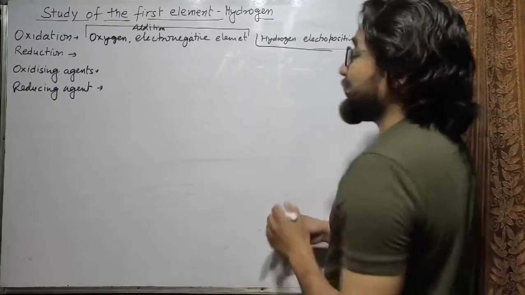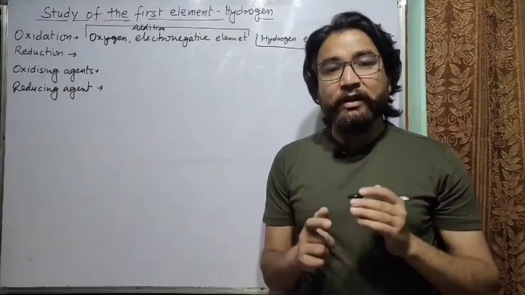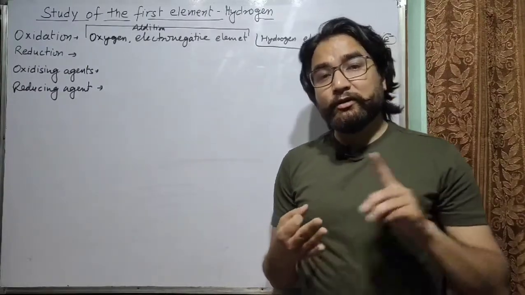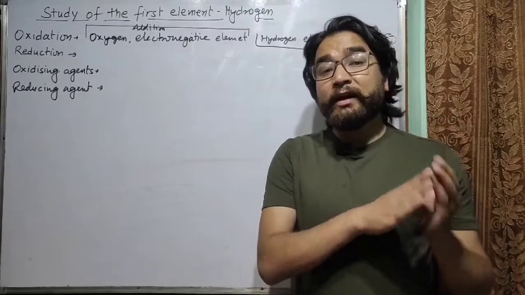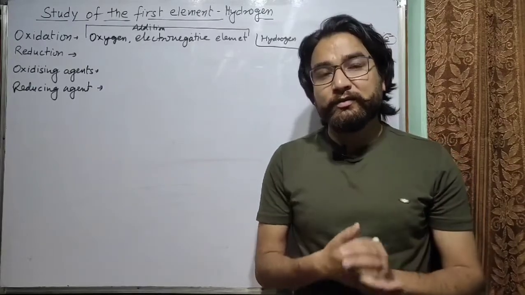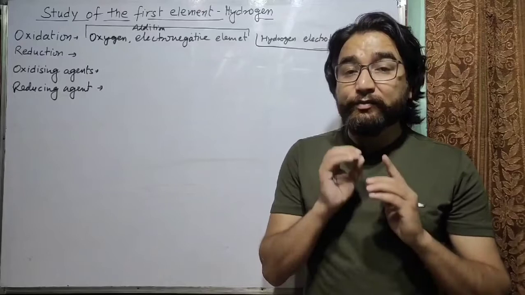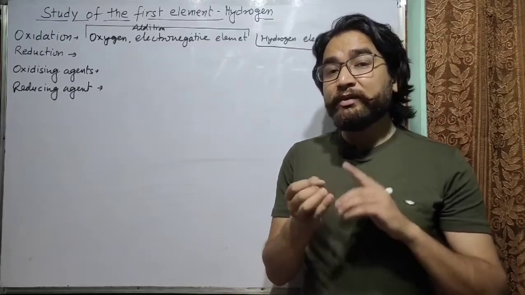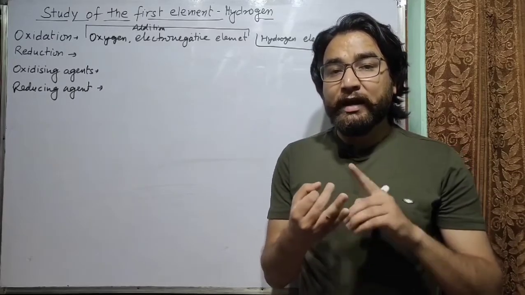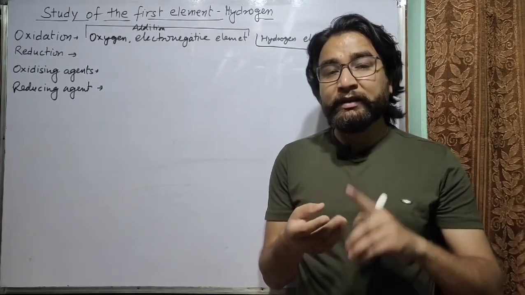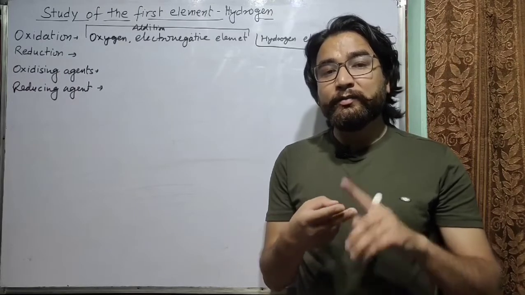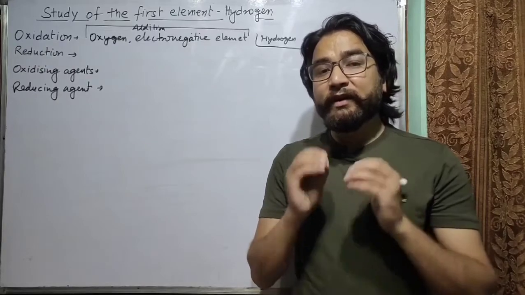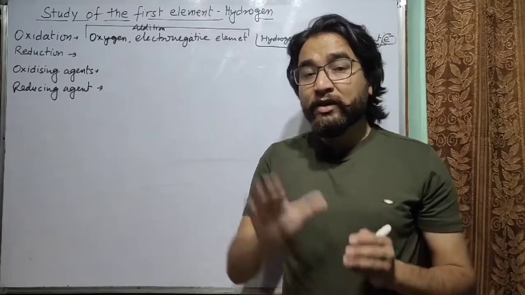So remember, addition of oxygen is oxidation, addition of an electronegative element is oxidation, removal of hydrogen is also oxidation, removal of any other electropositive element is also oxidation, and removal of electron is also oxidation. So you have to remember these 5 points: addition of oxygen, addition of any other electronegative element, removal of hydrogen or removal of any other electropositive element, or removal of electron. All of this is known as oxidation.